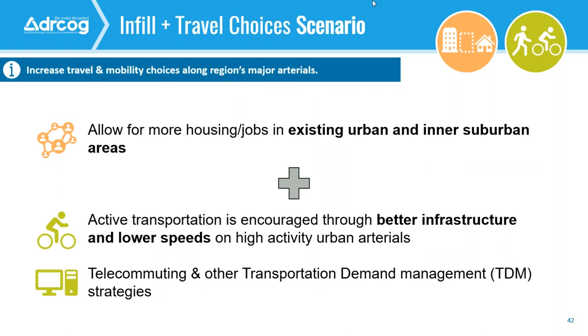So now we took the infill land use scenario and we paired it with the travel choices scenario. Again, the travel choices scenario is a reminder of increasing travel and mobility choices along the region's major arterials, a safety, multimodal complete street scenario. In this pairing of the land use and transportation scenarios, we're allowing for more housing and jobs in existing urban and inner suburban areas. And we're pairing that with active transportation being encouraged through better infrastructure and lower speeds on high activity urban arterials. And as we've discussed in previous slides, telecommuting and other transportation demand management strategies.